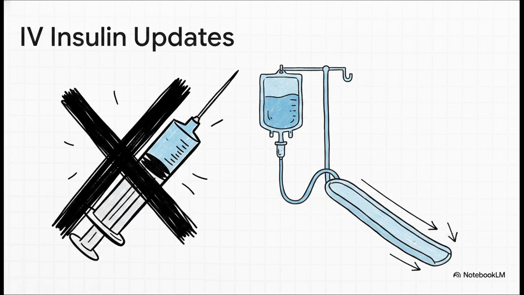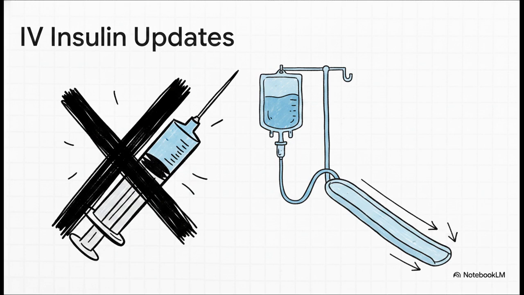Omit the old initial bolus dose and go straight to the steady infusion. For years, we were all taught to hit them with a 0.1 unit per kilo bolus right up front. Well, the latest consensus says, skip it. It's just not routinely recommended anymore. Simply start your regular IV insulin infusion at 0.1 units per kilo per hour.